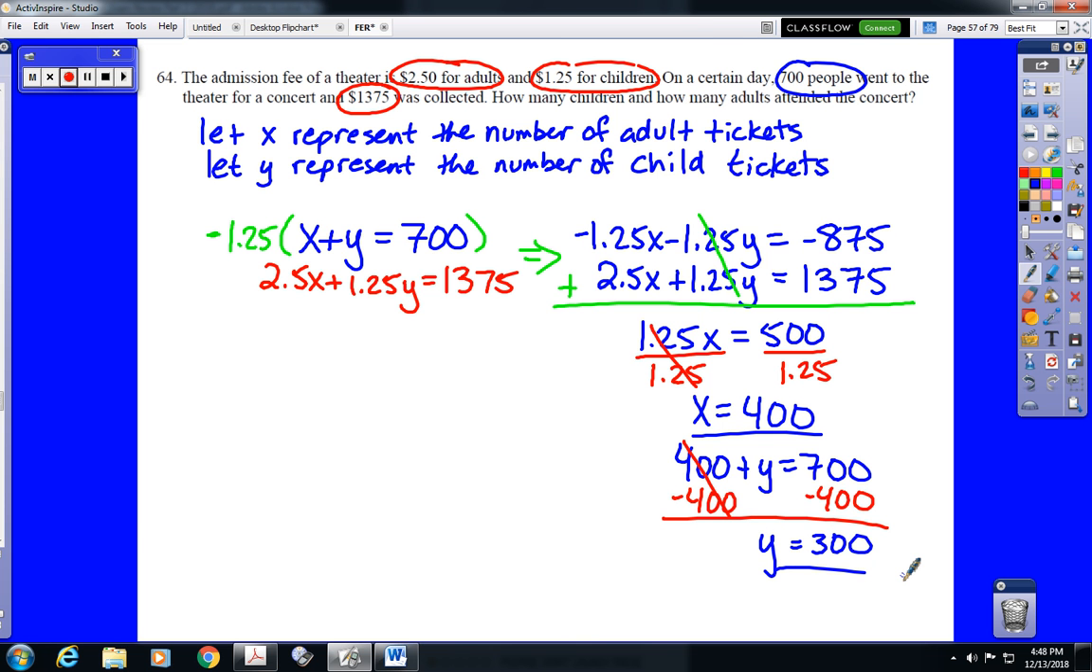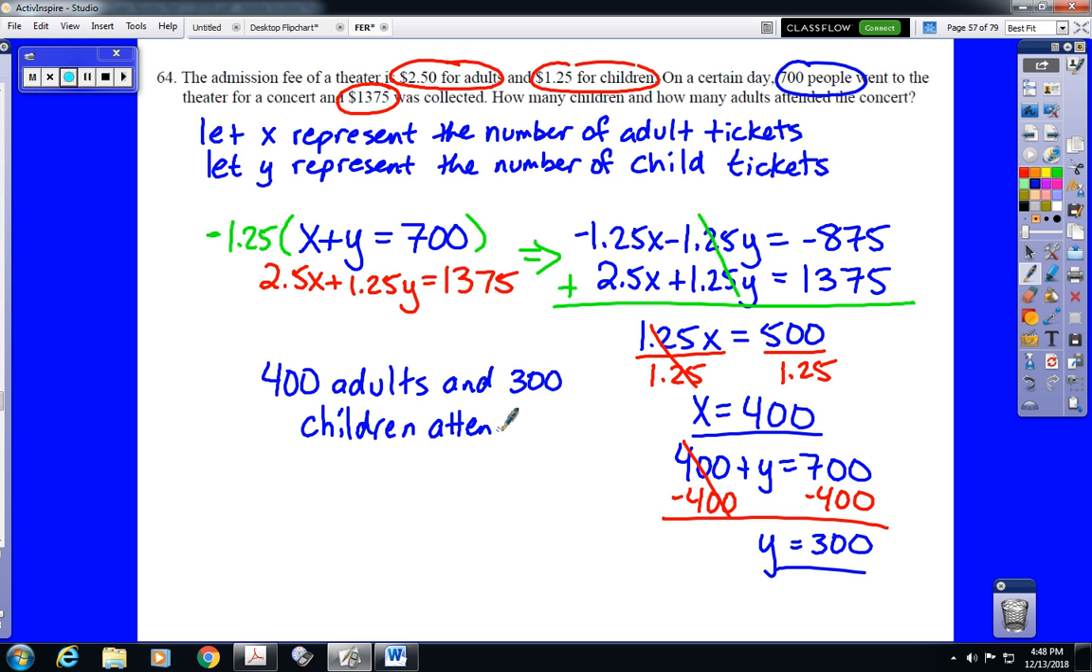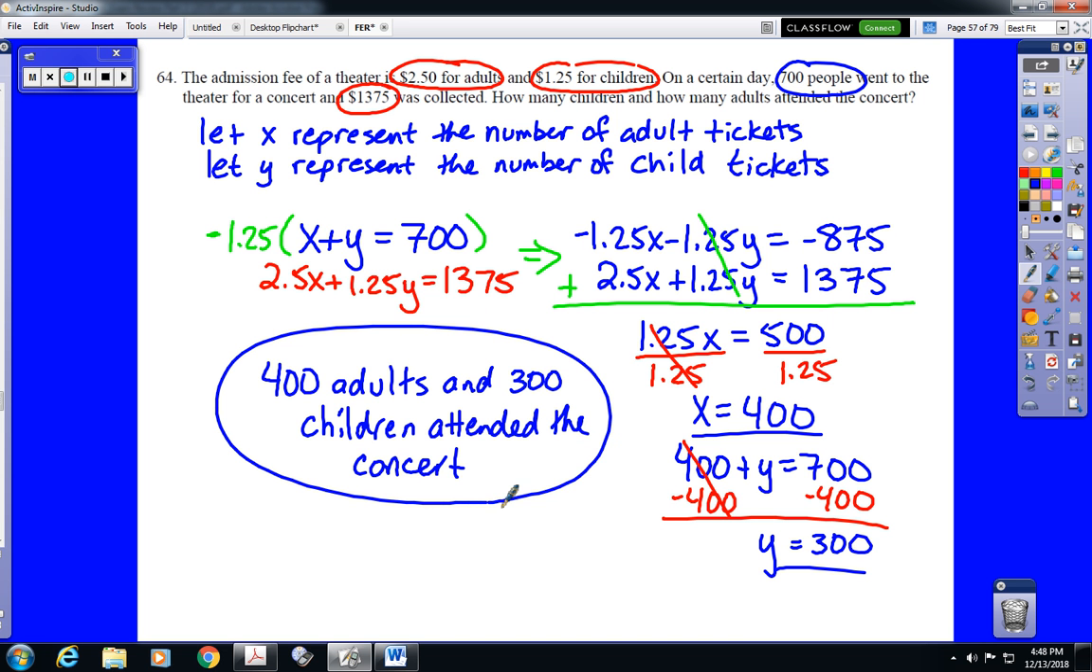So what does that tell us? Well, we have to answer with words. It says how many children and how many adults. So x was the number of adults. So there were 400 adults and 300 children attended the concert. Okay, that does it for page 12.